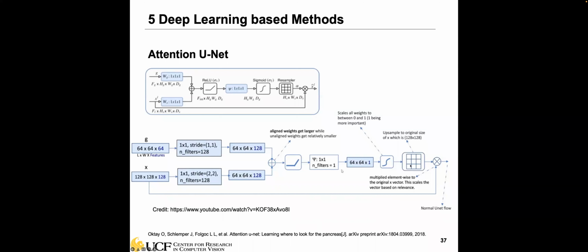But the less relevant regions may have a very small value. They get suppressed, because you make the value smaller, suppressing those irrelevant regions. Then the rest is going to be similar to the U-Net flow, okay? So that's the attention gate, how it functions to measure or weight different regions based on relevance.